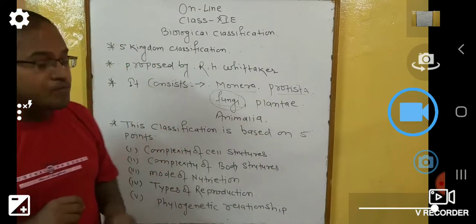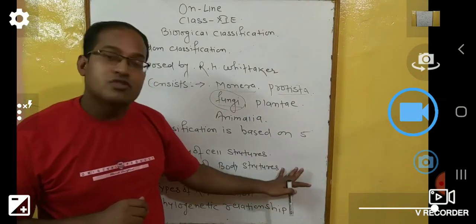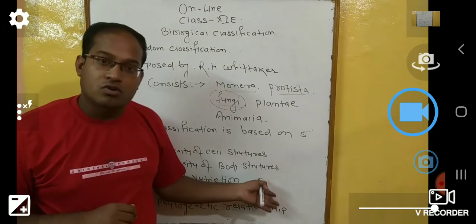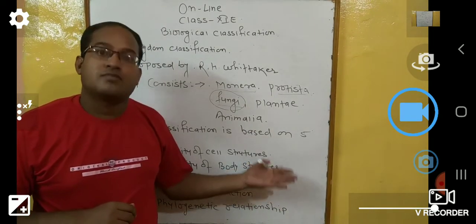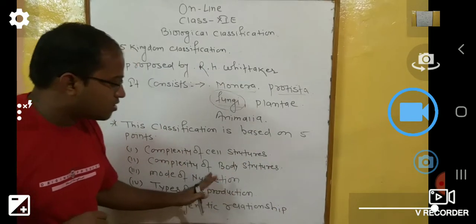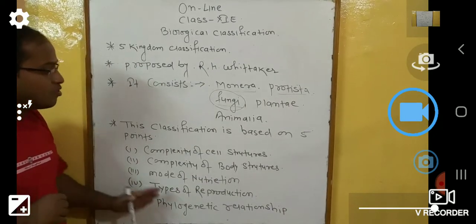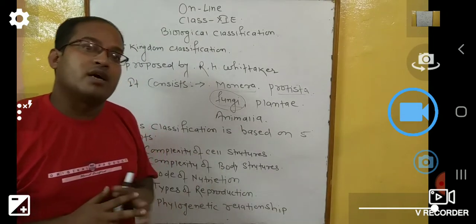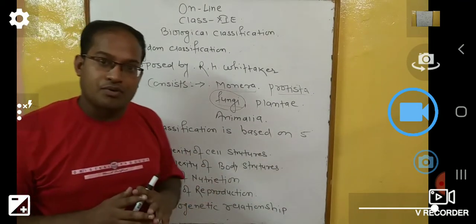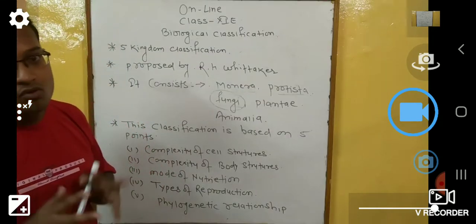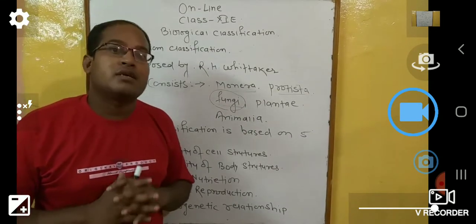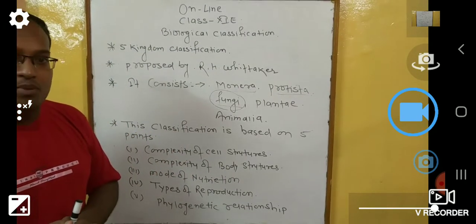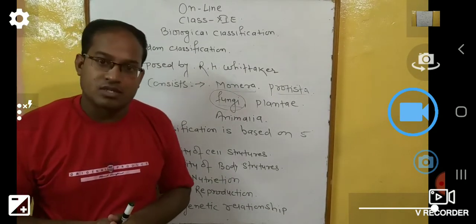Unicellular, we know that an organism which is made up of a single cell is called unicellular. Multicellular organism means those organisms which are made up of different types of cells are called multicellular. Now the third point is mode of nutrition. Mode of nutrition means which type of nutrition they acquire, whether it is autotrophic or heterotrophic. We know that autotrophic means those organisms which can make their food by themselves are called autotrophic organisms. Example, plants. Plants prepare their food by the help of photosynthesis.